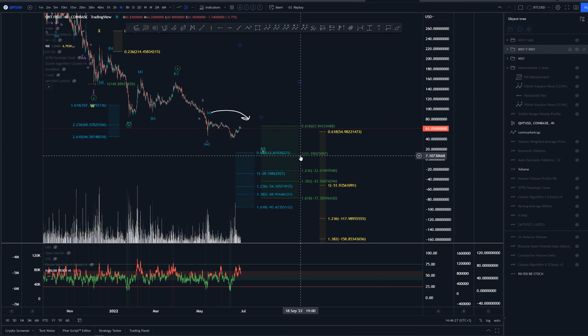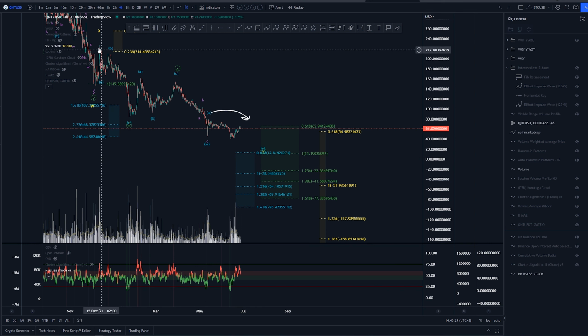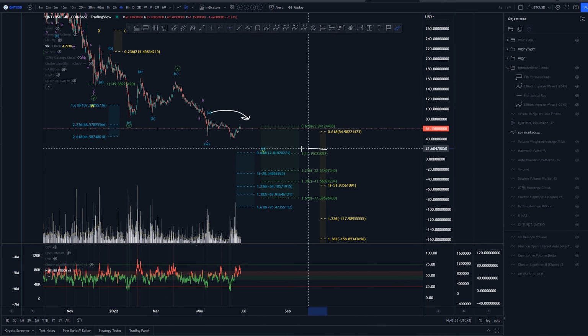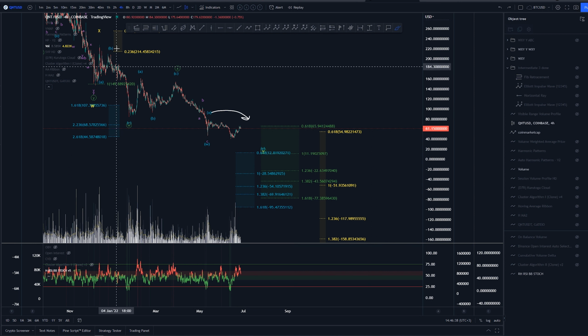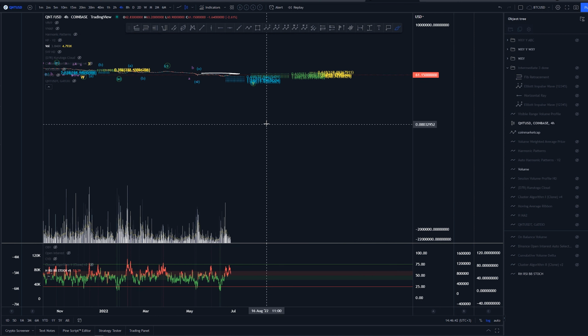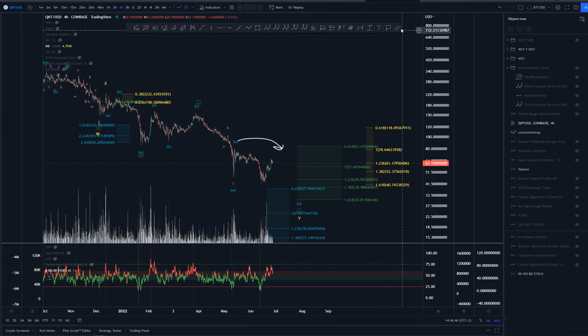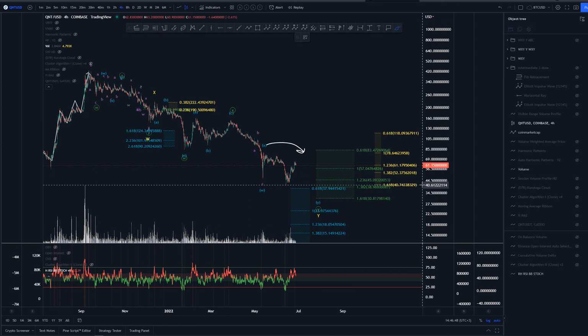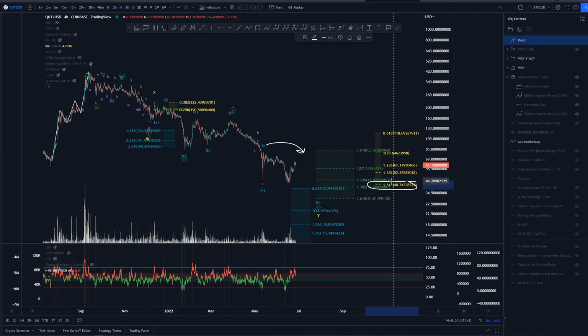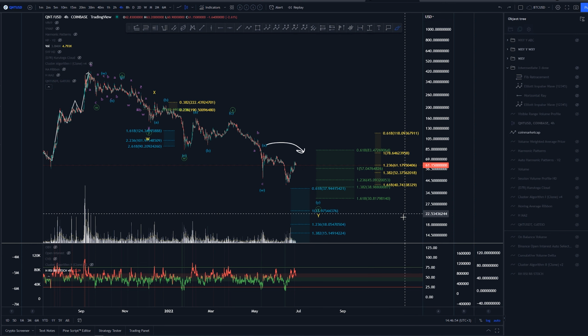0.618 around $12, 1-to-1 extension of this WXY on green is around $12 as well, or $11. Well, 1-to-1 extension of WXY on this yellow count is already in -51, so that does not work really. Can't really look at that. So maybe we can check that on the logarithmic scale. Again, yeah, 1.618 extension down here, which we basically tagged at $40.